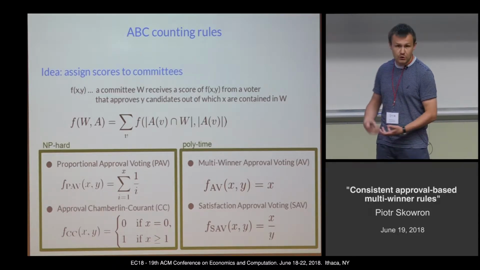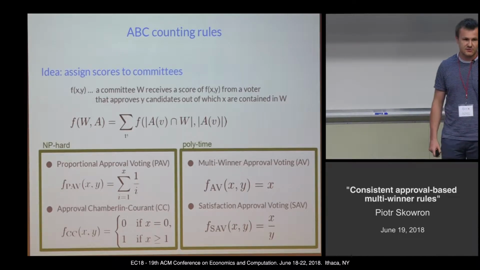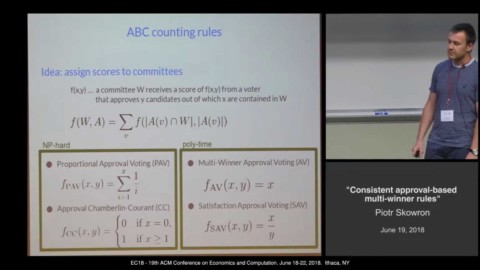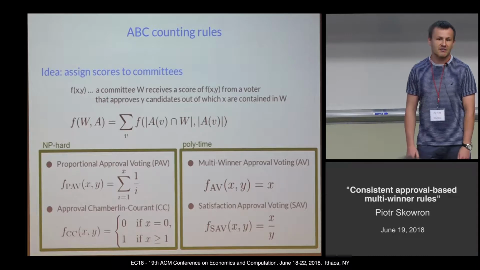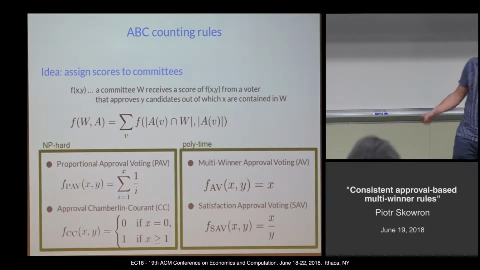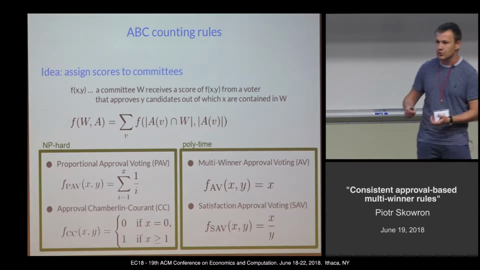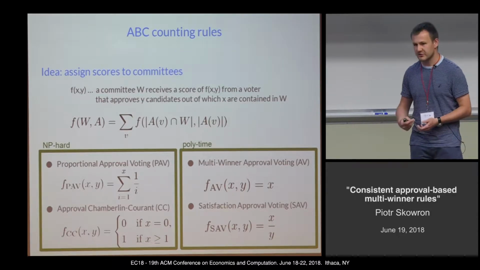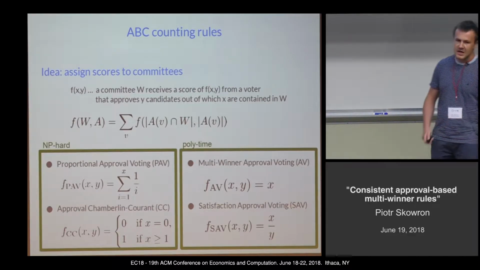One of our contributions was identifying a subclass of ABC ranking rules that we call ABC counting rules. Each rule within this class is defined by a function f of x, y, and intuitively f(x, y) denotes the score that the voter assigns to a committee W, provided that this voter approves exactly x members of this committee and exactly y candidates in total.